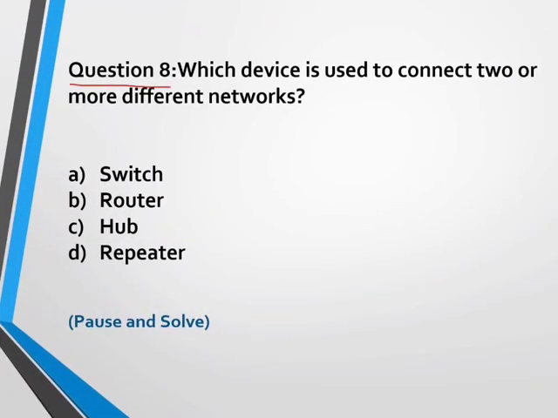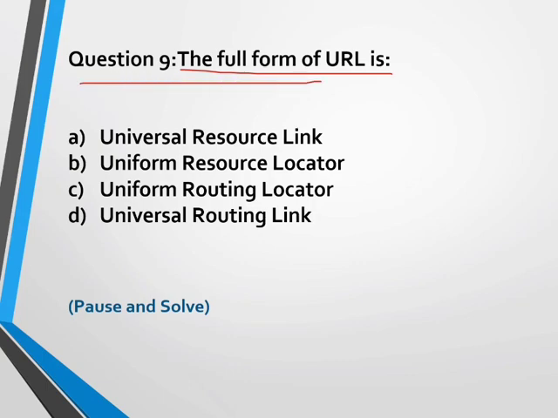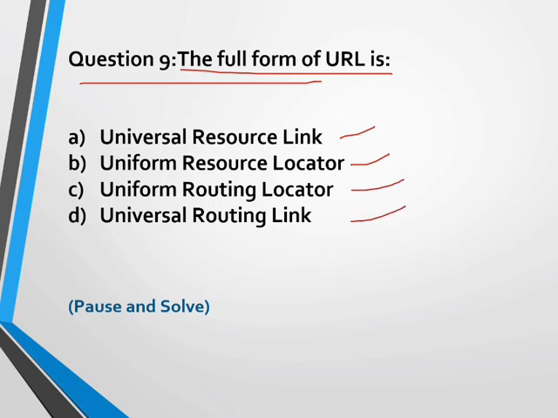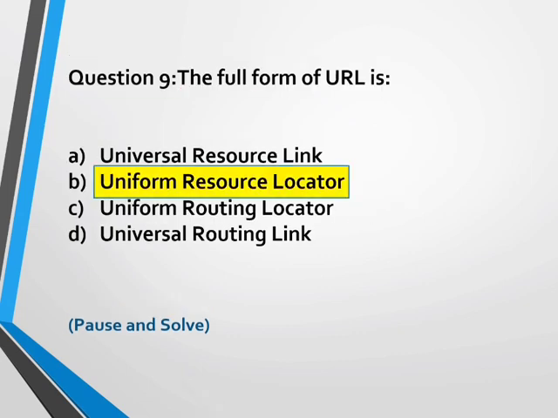Question number 8. Which device is used to connect two or more different networks? Is it switch, router, hub, repeater? And the answer is router. Question number 9. The full form of URL is: is it Universal Resource Link, Uniform Resource Locator, Uniform Routing Locator, Universal Routing Link? And the correct answer is Uniform Resource Locator.